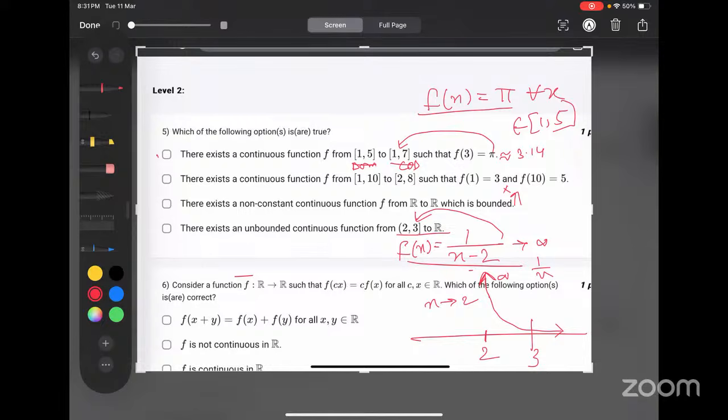Yeah. So when it is at 3, it should be 1, no? Yes. This graph shows it is passing through the origin. That means this point will be 1. Like 3, 1. Yes. Okay.